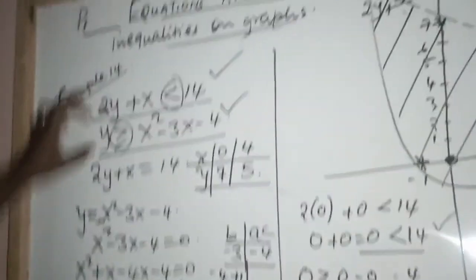So the shaded region satisfies both of these inequalities. Okay?